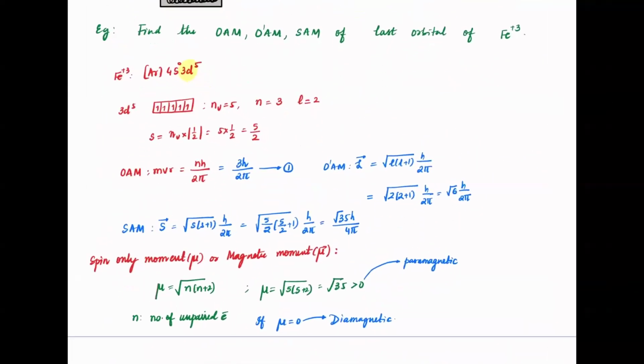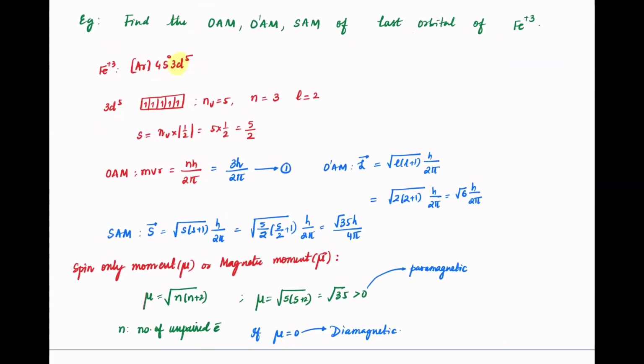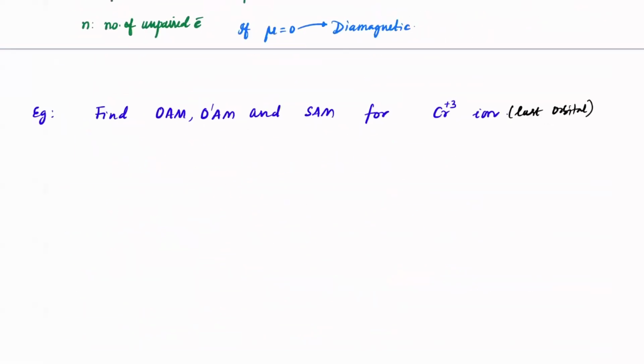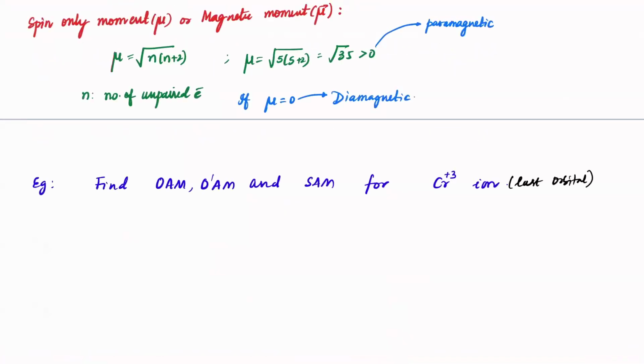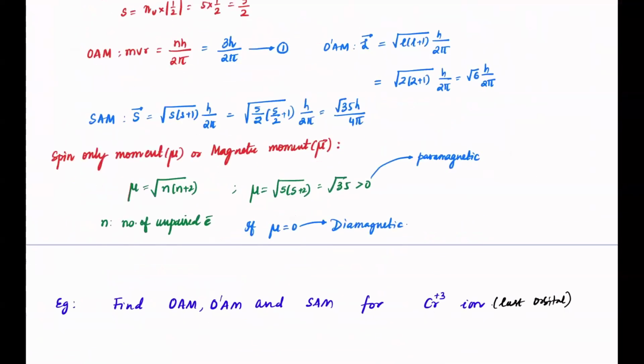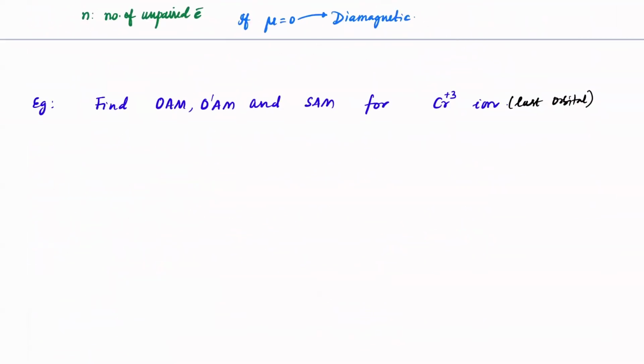Everybody understood how to solve these questions? Okay, very simple formula based. I don't think it should have much difficulty. All you need to figure out is how to write the configuration, how to identify the number of unpaired electrons. Okay, next. Why don't you do the same thing for this question? If it is chromium plus 3, please try it out.